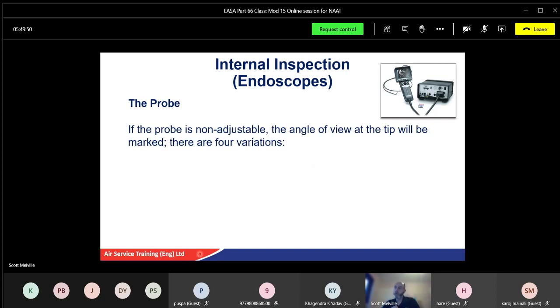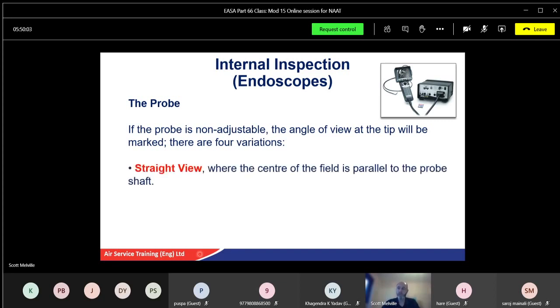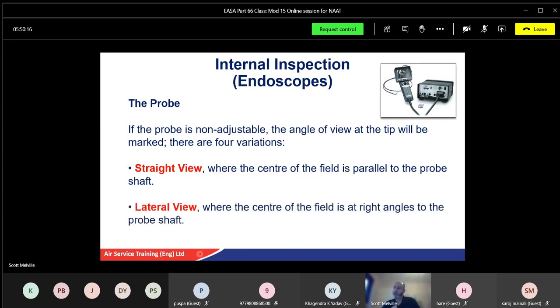If the probe is a non-adjustable type, the angle of view will come as a fixed set, and you can change the angle of view, obviously straight in, backwards, forwards, at an angle. We've got a few different versions here, and there are 4 variations. The straight view, where the center of field is parallel to the probe shaft itself. So as you're looking down, you get the straight view, it is as you're looking at it. Lateral view, where the center field is at right angles. So basically, you've got the probe going that way, but the view is going that way, which is good for turning around and looking that way. So you can't get the fixed probe to turn, but you can actually turn the lens.